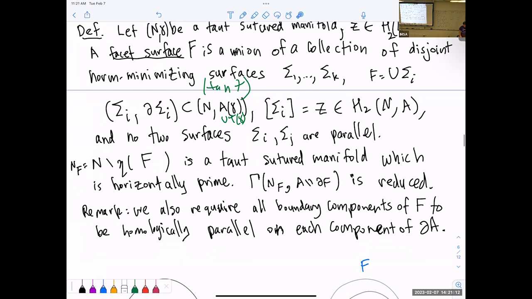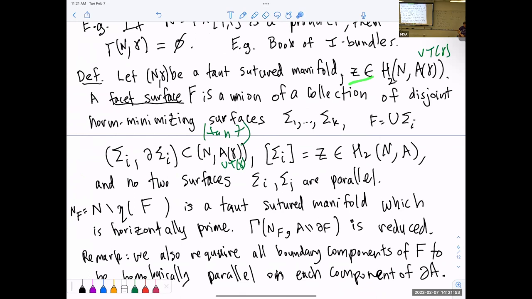Then if we take N and we cut along a regular neighborhood of F to get a complement N sub F, this is a taut suture manifold, which is horizontally prime. So if we had another surface we could fit in there that was homologous to R plus or minus in that region, then it would be homologous to one of these sigma i's. But if it wasn't parallel, then we would be able to throw in another surface, and we did not get to have a maximal collection, so we didn't have a facet. So basically what we're doing is taking a suture manifold, and if z is the homology class of R plus or minus, then we're just taking as many cuts along prime, it's sort of like a prime decomposition for a suture manifold.